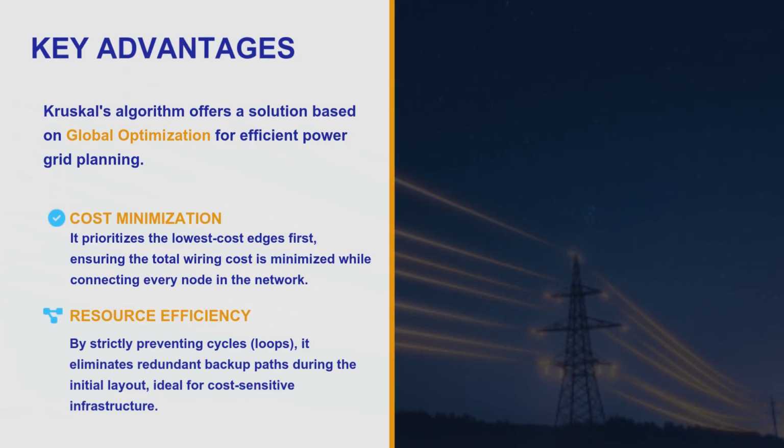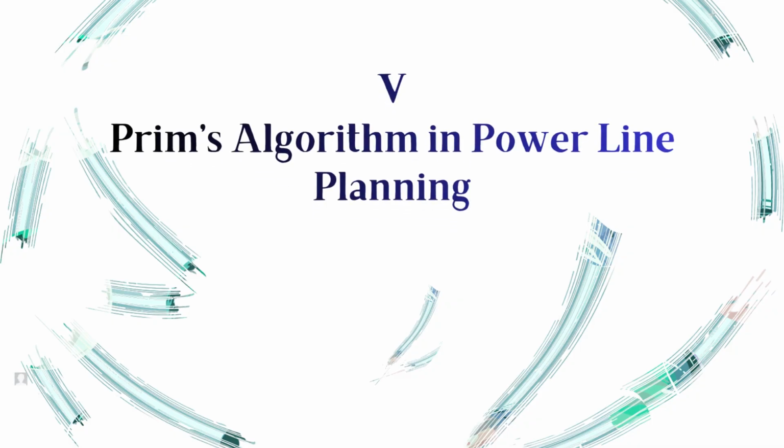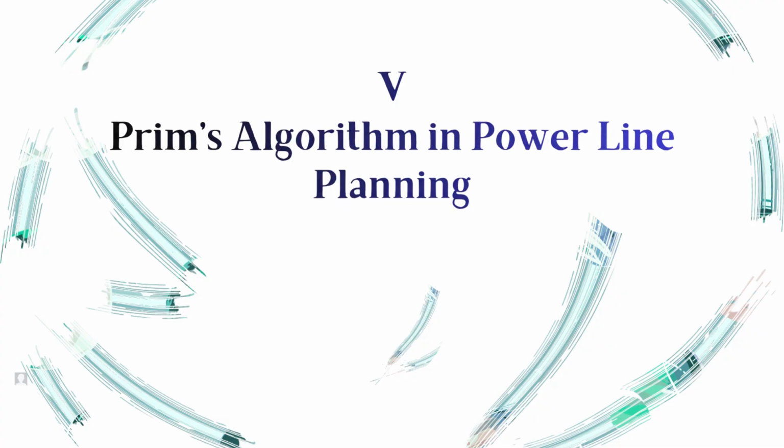Second, it provides resource efficiency. Since the algorithm avoids cycles, there are no redundant or extra lines. This makes the network simple and easy to maintain. This approach is perfect for planning a new power grid from scratch. Next, I will introduce Prim's algorithm in power line planning.